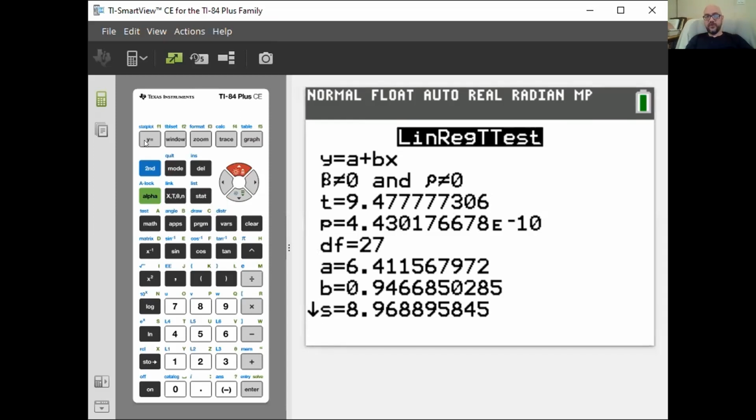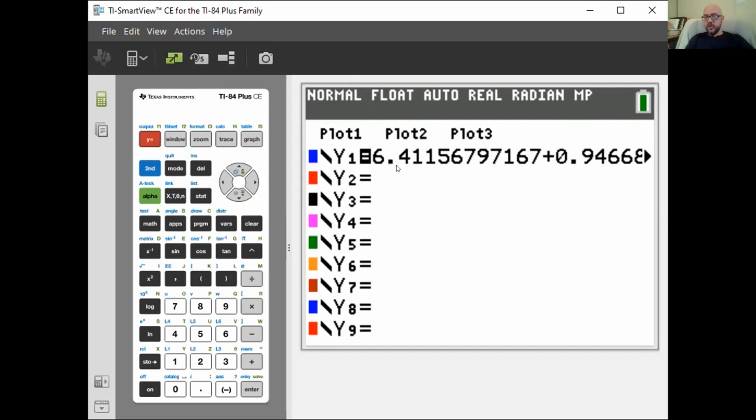But I want to show you this. If I go to y equals, notice that it has stored the line in there as advertised, right? This was A, 6.41, and then B was 0.947, right? And it stores it to 10 decimal places, which is a little irritating, but it's hyper accurate. And there's an X over here that's just off the screen. So it's A plus BX. And so it made the line.